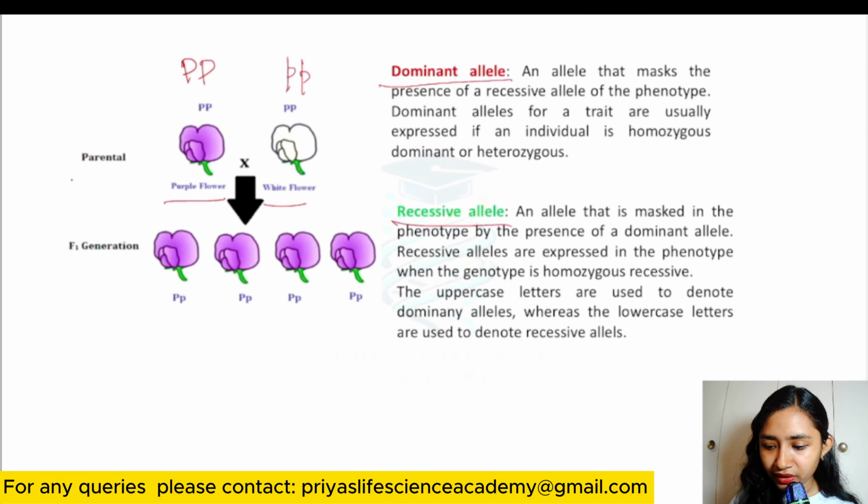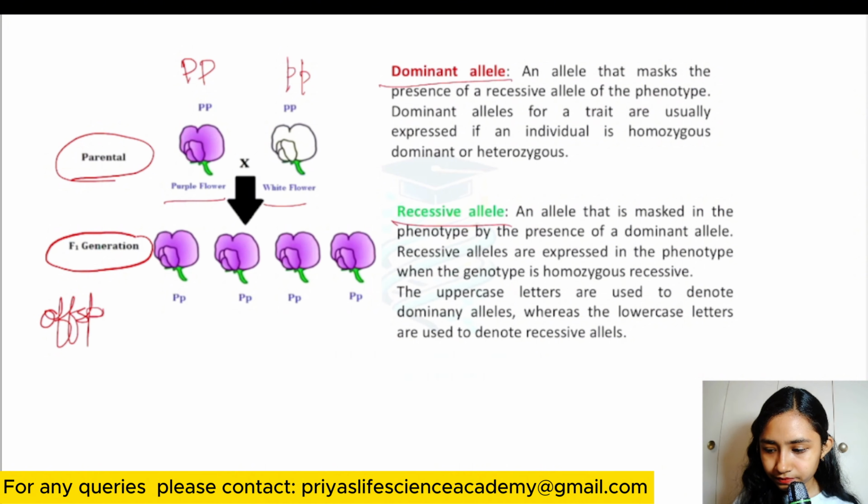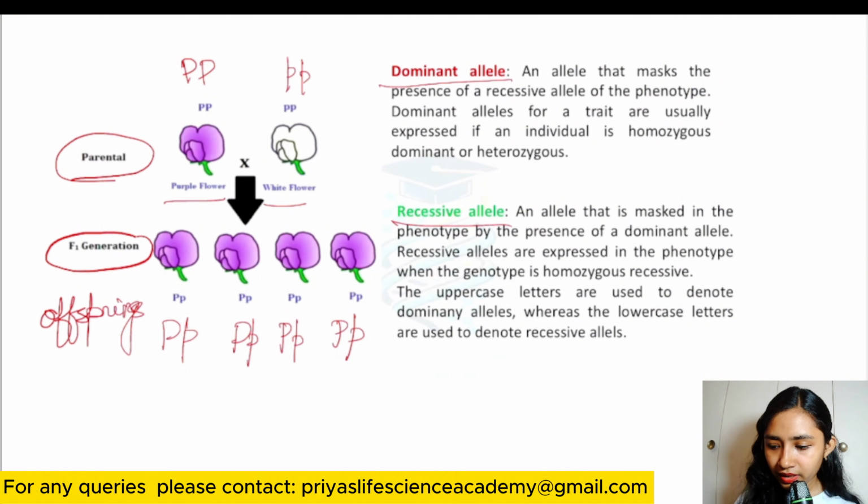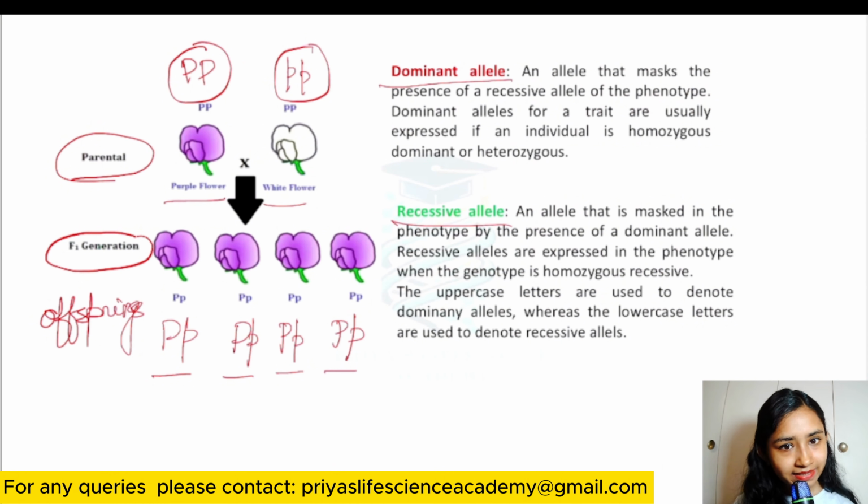Okay, and this is the parental class. When they are crossed, they produce the F1 generation. These are the offspring. Offspring are all purple in color. And what is their genotype? Capital P small p, capital P small p, capital P small p, capital P small p. So this purple color flower has the capital P allele, and this white color flower has the small p allele. When we write alleles in this way, we call it the genotype. I will come to genotype and phenotype later.